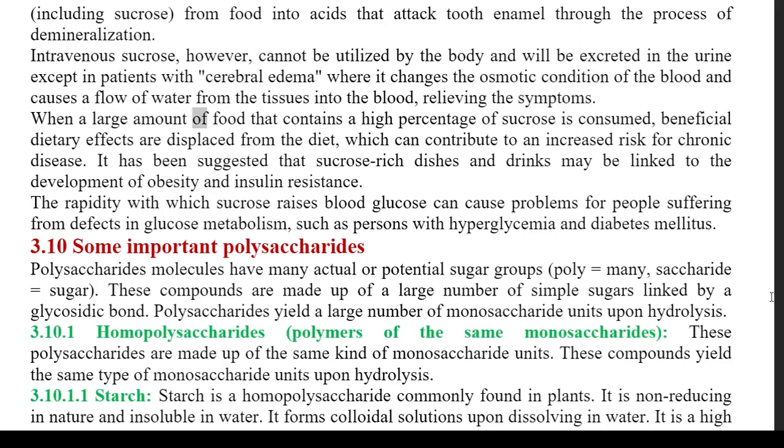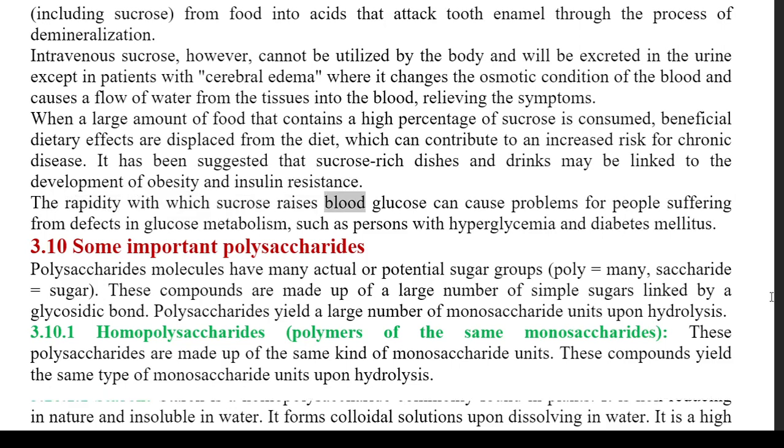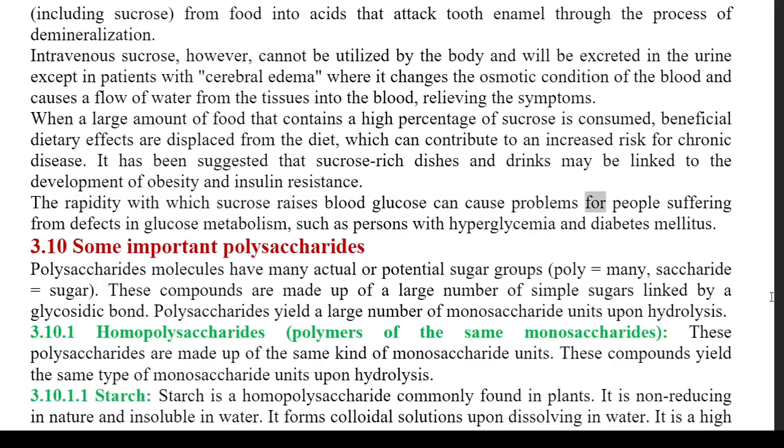When a large amount of food that contains a high percentage of sucrose is consumed, beneficial dietary effects are displaced from the diet, which can contribute to an increased risk for chronic disease. It has been suggested that sucrose-rich dishes and drinks may be linked to the development of obesity and insulin resistance. The rapidity with which sucrose raises blood glucose can cause problems for people suffering from defects in glucose metabolism, such as persons with hyperglycemia and diabetes mellitus.